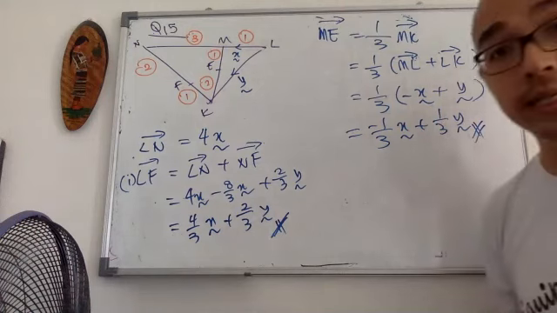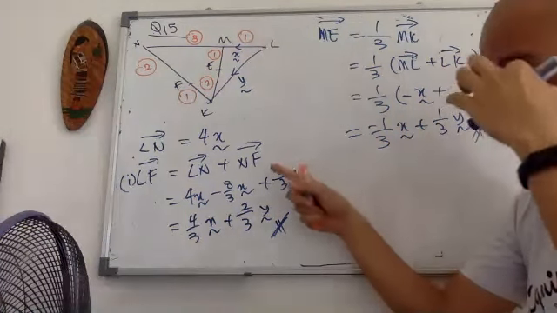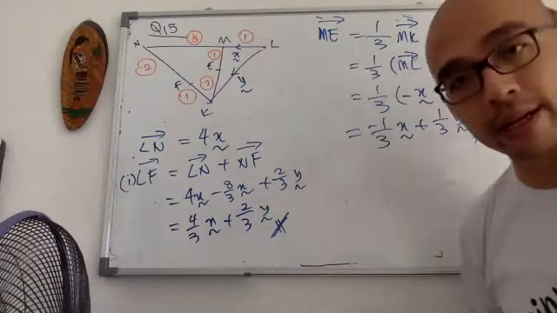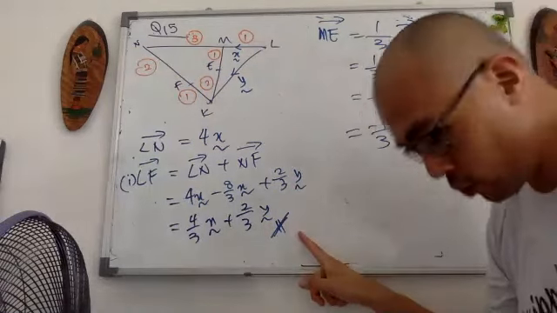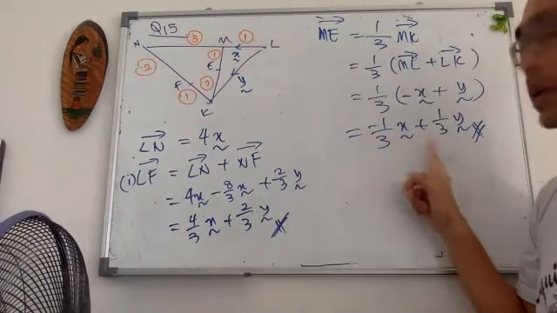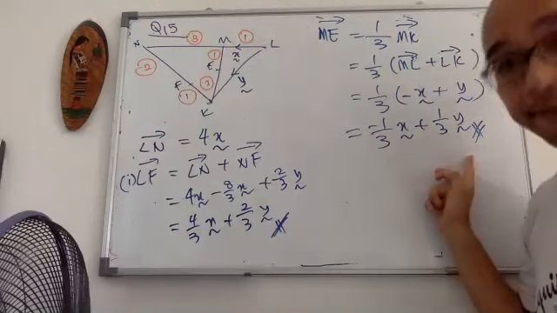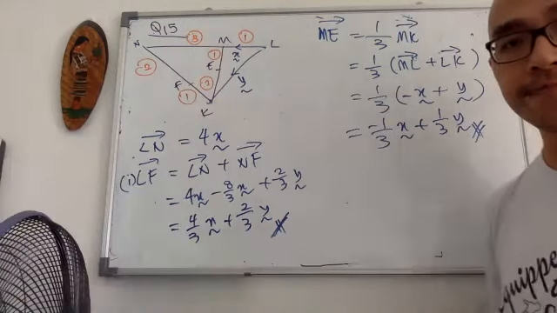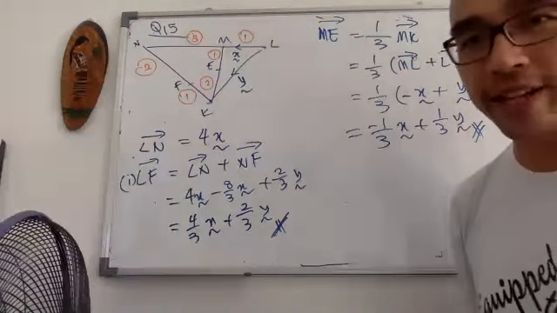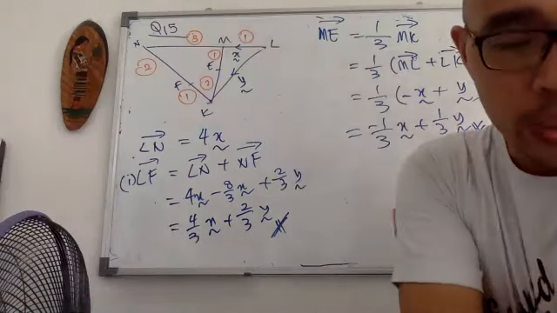This is much easier, compared to the first one where you had to keep searching for the answer. But those are the first two questions. Negative 1 over 3x plus 1 over 3y for ME. Okay, don't die yet.